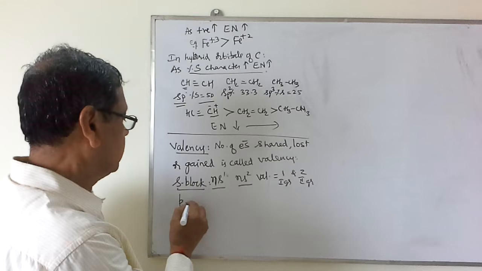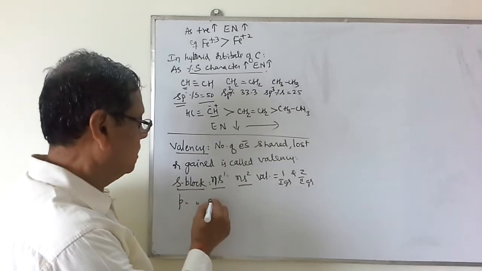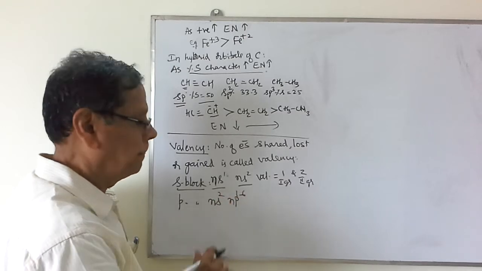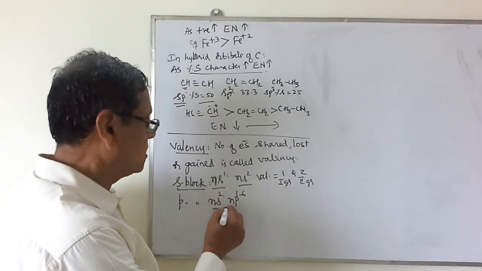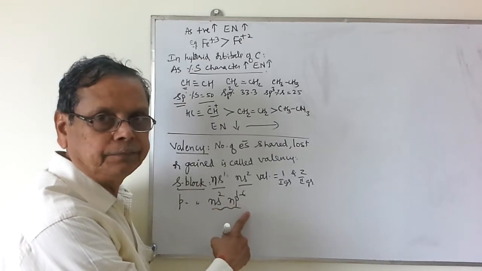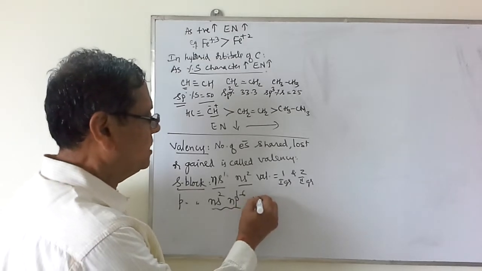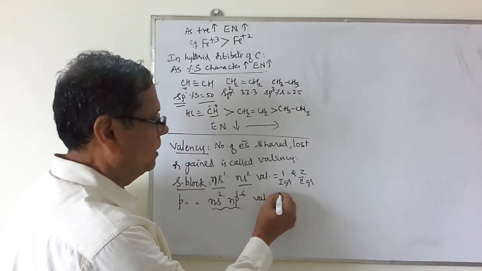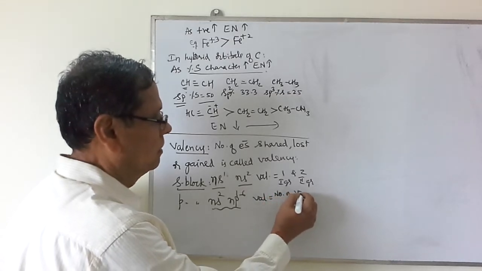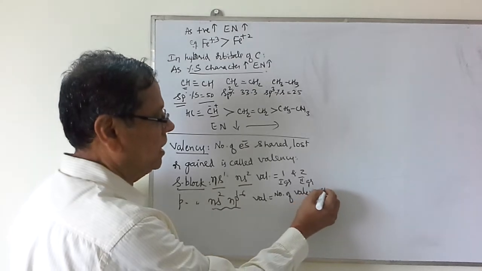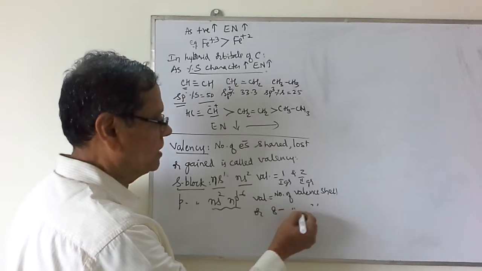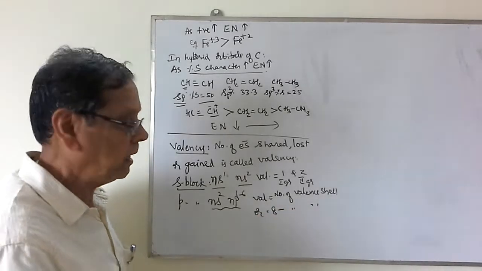For the P block elements, the electrons are present in ns2, np1 to 6. The number of valence electrons varies from 3 to 8. That's why the valency can be calculated as either equal to the number of electrons in the valence shell, or 8 minus the number of valence electrons in the valence shell.